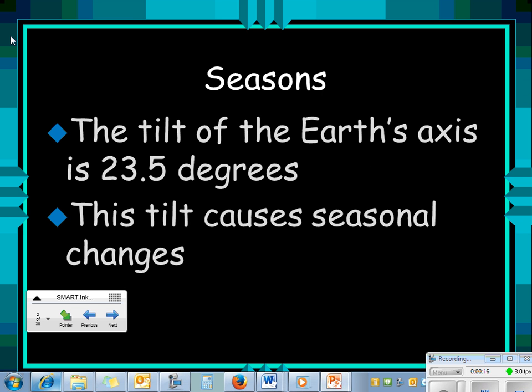The seasons. The tilt of the Earth on its axis is 23.5 degrees. This tilt causes the seasonal changes. It doesn't have anything to do with the distance the Earth is from the sun. It's just from the tilt of the Earth on its axis.